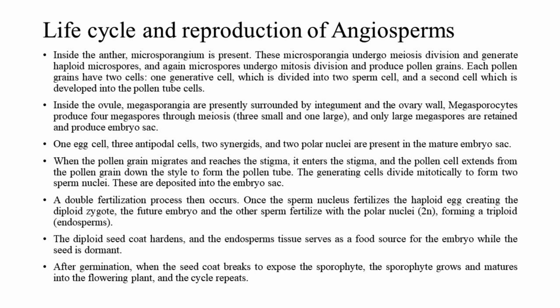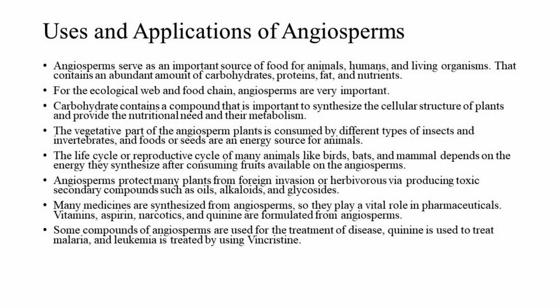One sperm nucleus fertilizes the haploid egg, creating the diploid zygote, the future embryo, and the other sperm fertilizes the polar nuclei, 2N, forming a triploid endosperm. The diploid seed coat hardens, and the endosperm tissue serves as a food source for the embryo while the seed is dormant. After germination, when the seed coat breaks to expose the sporophyte, it grows and matures into the flowering plant, and the cycle repeats. Uses and applications of angiosperms.